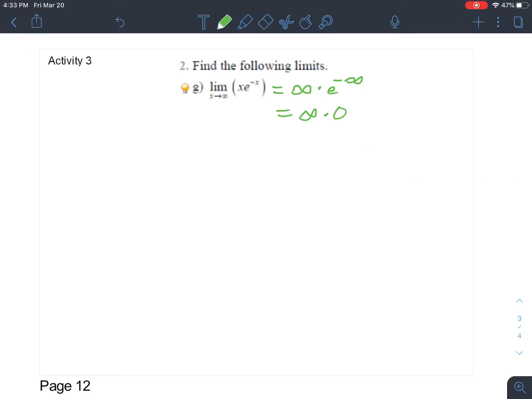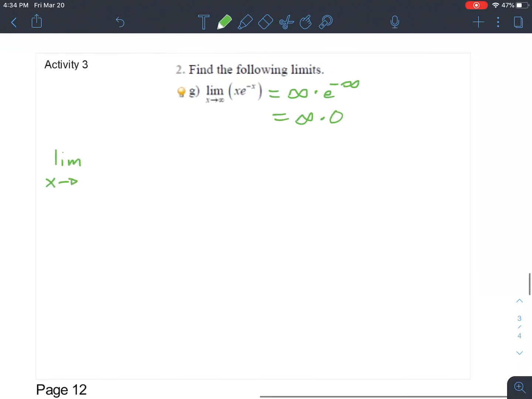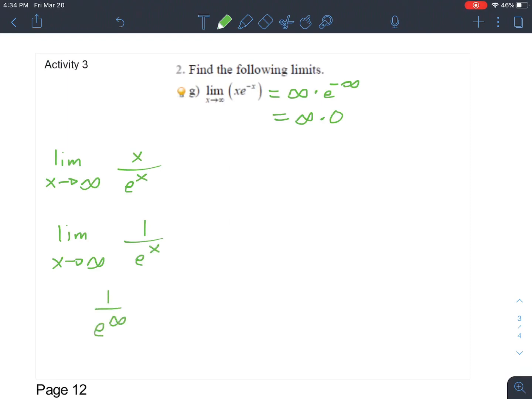So we should go ahead then and turn this into a simplified form that allows us to do L'Hopital's. So I'm going to take the x and keep it on top. And if we move e to the negative x to the bottom, it becomes e to the x. And I think you should be able to see here why this was much easier. Now, we have to do the derivative of the top and bottom. We're going to get 1 on top, e to the x on bottom. This turns into 1 over e to the infinity. We're going to get 1 over infinity. And the answer for this is 0.